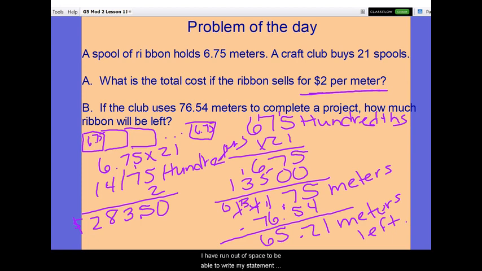Ran out of space to be able to write my statement, but my statement should be that the total cost of the ribbon is $283.50, and after using 76 and 54 hundredths meters of ribbon for their project, the club will have 65 and 21 hundredths meters of ribbon left. Okay, so let's go practice a few of these problems.